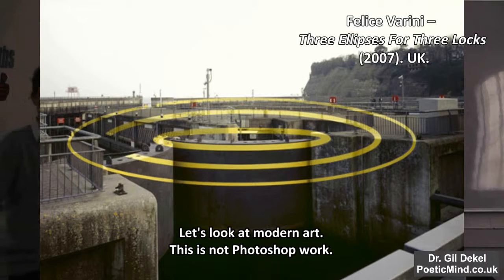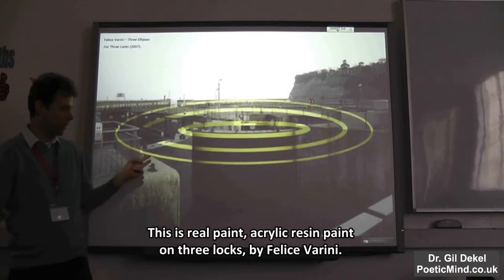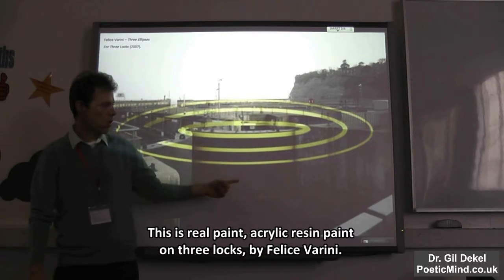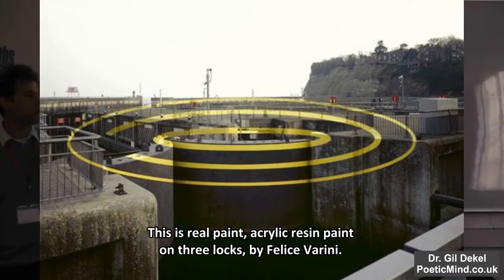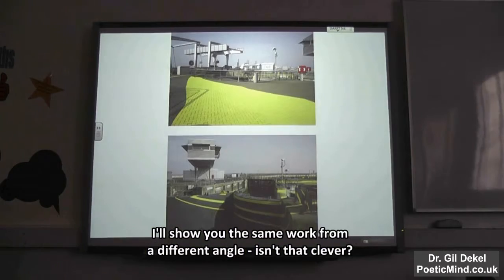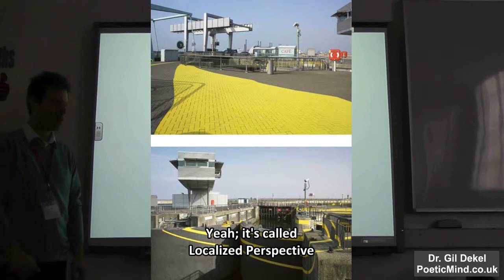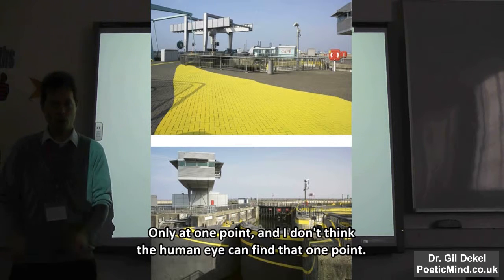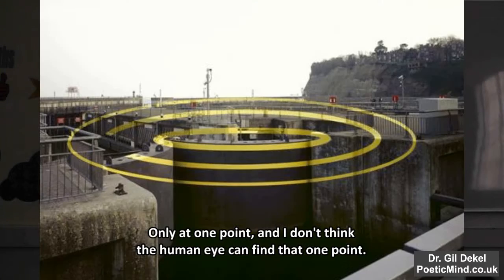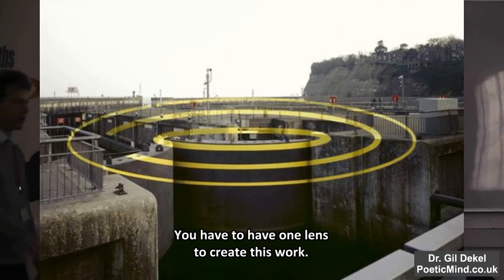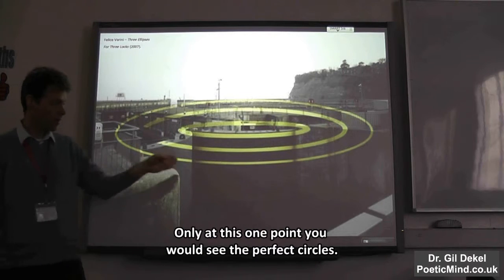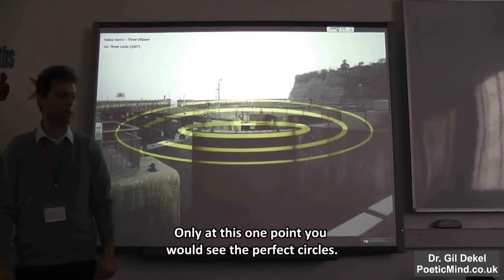Let's look a bit at modern art. This is not Photoshop work. This is real paint, acrylic resin paint on 3 locks by Felice Varini. I'll show you the same work from a different angle. Isn't that clever? Oh, right. It's a perspective thing. Yeah, so it's called localized, just one perspective point. Yeah, only to one point. And I don't think the human eye can find that one point. You have to have one lens creating this image. Only in this point you would see the perfect image.